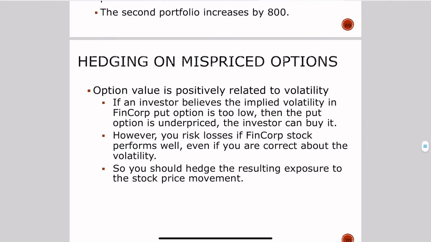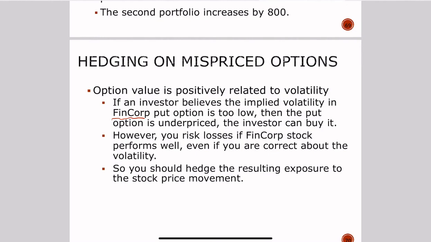So let's say, again, you're looking at this firm called FinCorp. You're looking at its put option, and you think its implied volatility is too low. Again, we know that by the Black-Scholes formula, the call option's value and put option's value both increase in implied volatility.